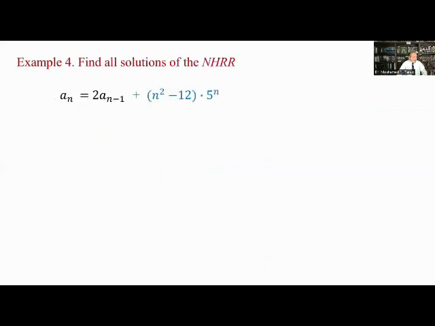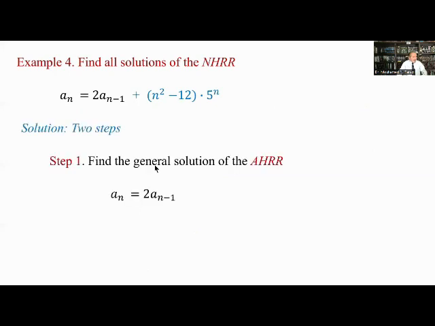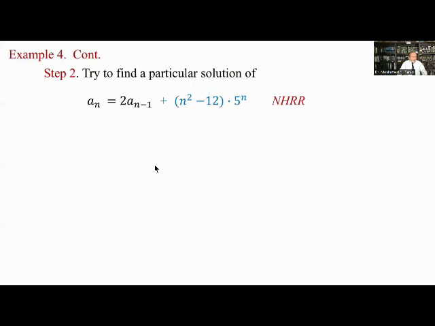Example number 4: find all solutions of the non-homogeneous recurrence relation. Again, I kept this for now because I'm just giving you examples here. We'll do more later on. So two steps: find the general solution of the associated homogeneous recurrence relation, which we know to be alpha times 2 to the power n. Now find a particular solution of the non-homogeneous recurrence relation.